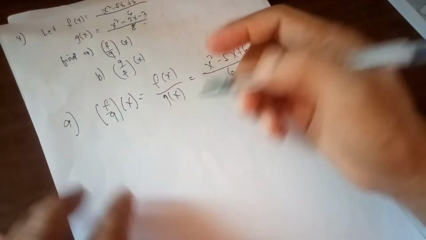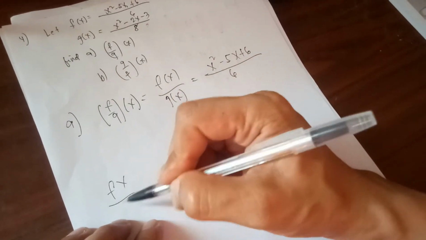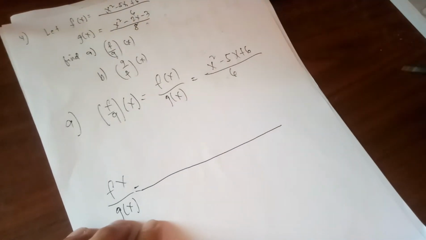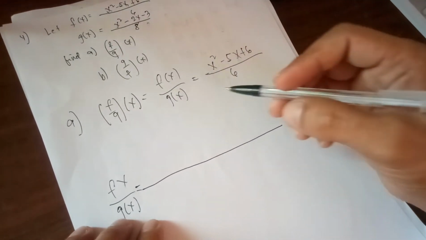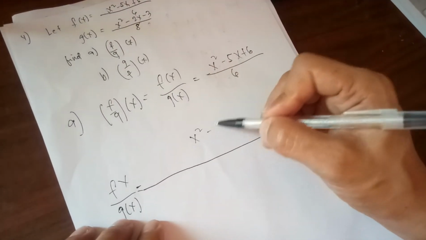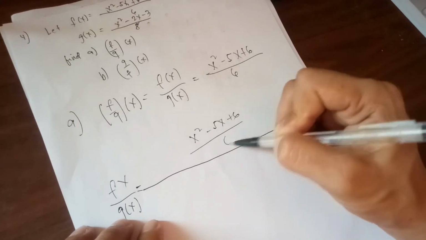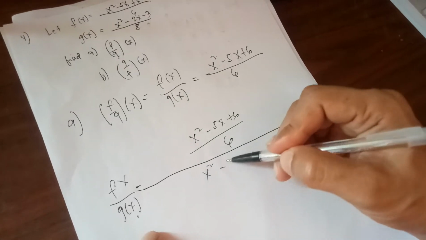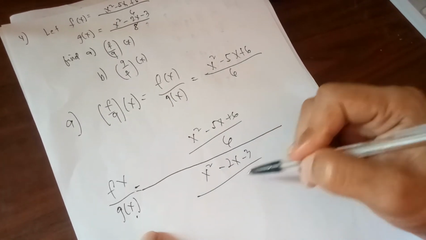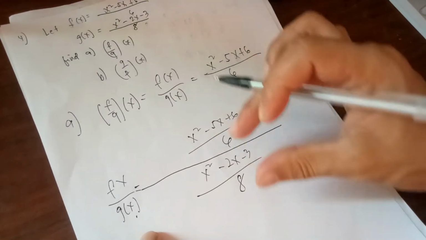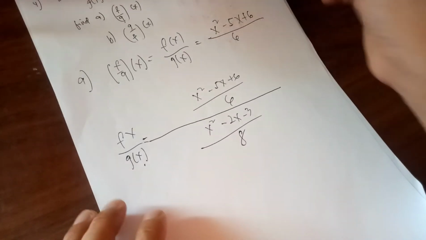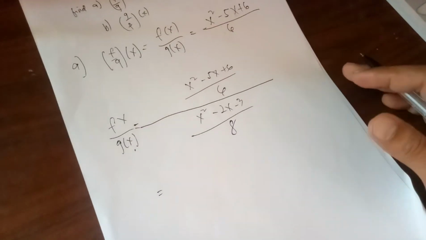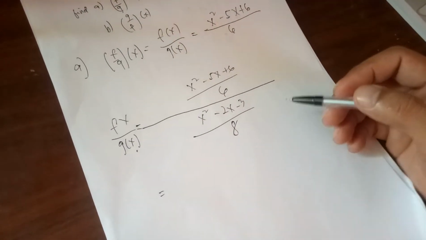Or let me rewrite this one, f of x over g of x is equal to, what is f of x? X squared minus 5x plus 6 over 6. And g of x, that is x squared minus 2x minus 3 over 8. Fraction divided by another fraction. This was your topic in elementary, on fractions. How to deal with this?